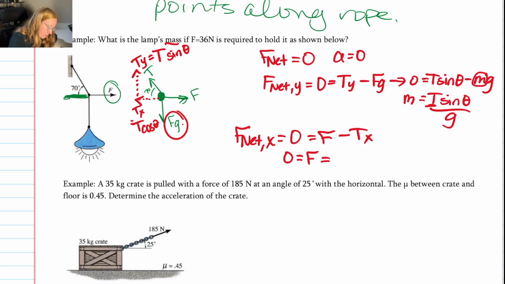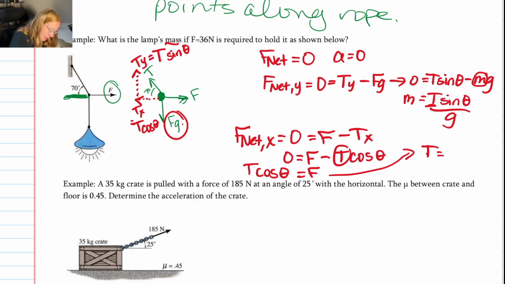I do know what F is, so I don't need to do any replacing for that. It says F is 36 newtons. For tension, I want to do T cosine theta, and then we're solving for tension. So I'm going to go ahead and rearrange. Tension cosine theta should be on the other side to make it positive. And then what I need to do is just do F divided by cosine theta.